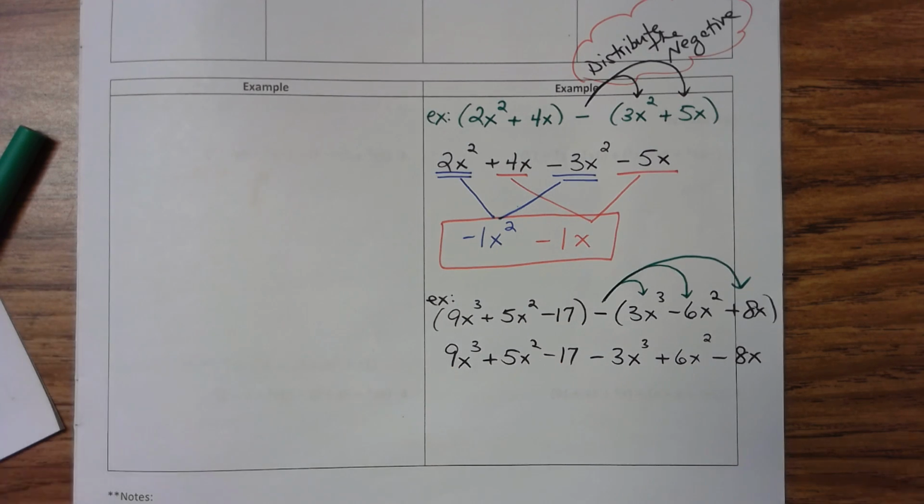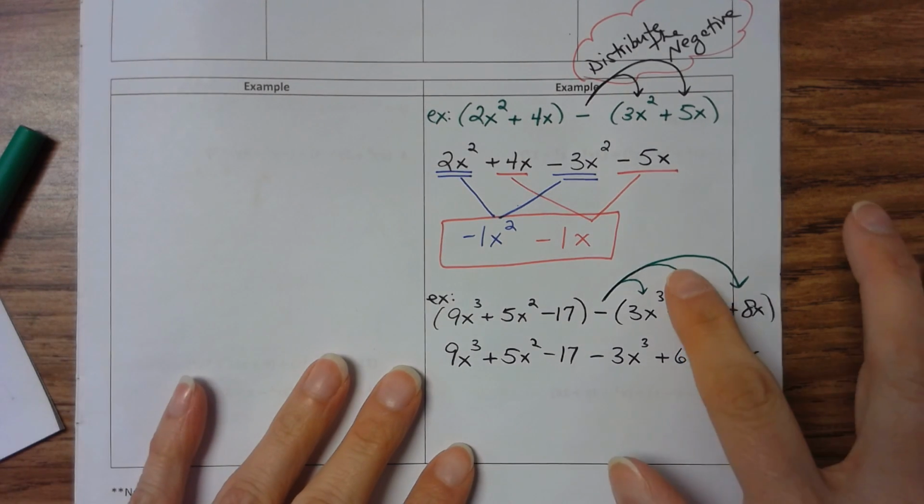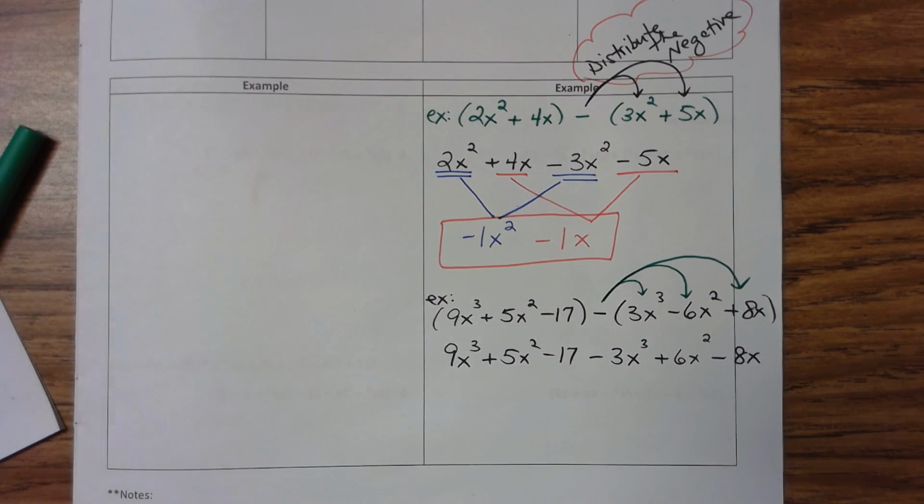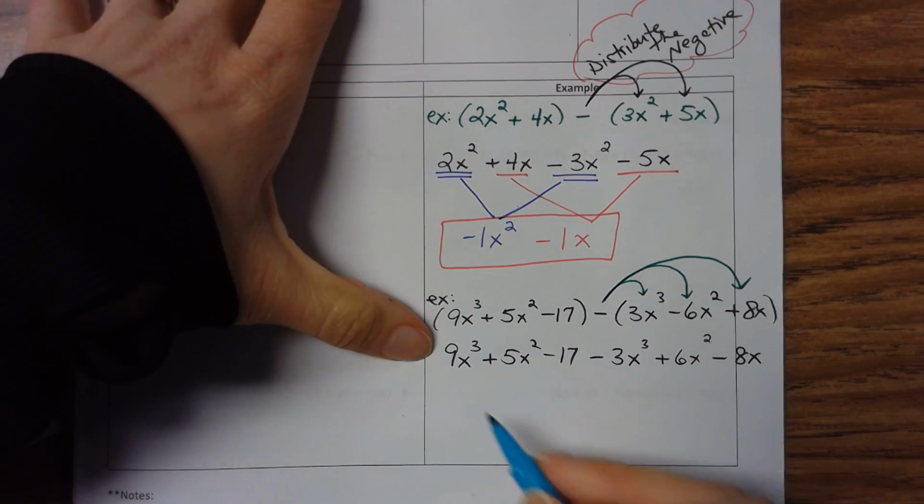Now we're going to collect like terms. After you distribute, there should be no more parentheses. So let's look for the highest power.